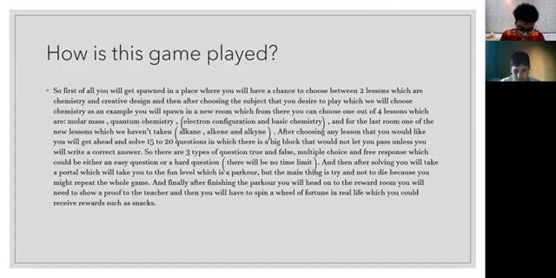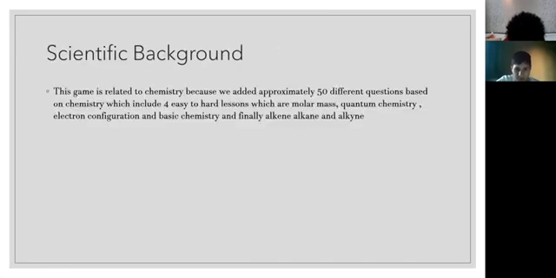In this room, you will try not to die, because you might have to repeat the whole game, which includes jumping through blocks and getting ahead to the reward room. When you reach the reward room, you need to show the teacher a proof, so you can spin a wheel of fortune in real life, where you can receive rewards such as snacks, candies, toys, and other things. So for now, we'll talk with Umar Nadem about the scientific background.